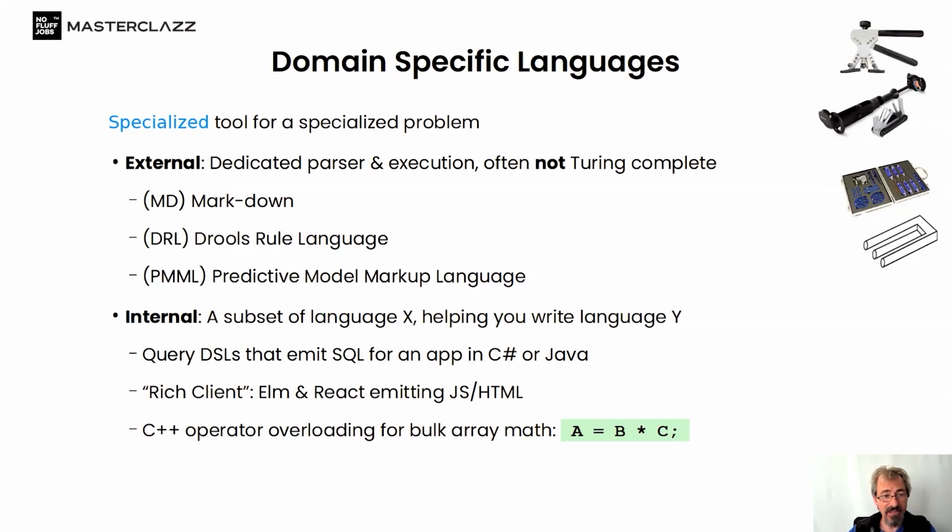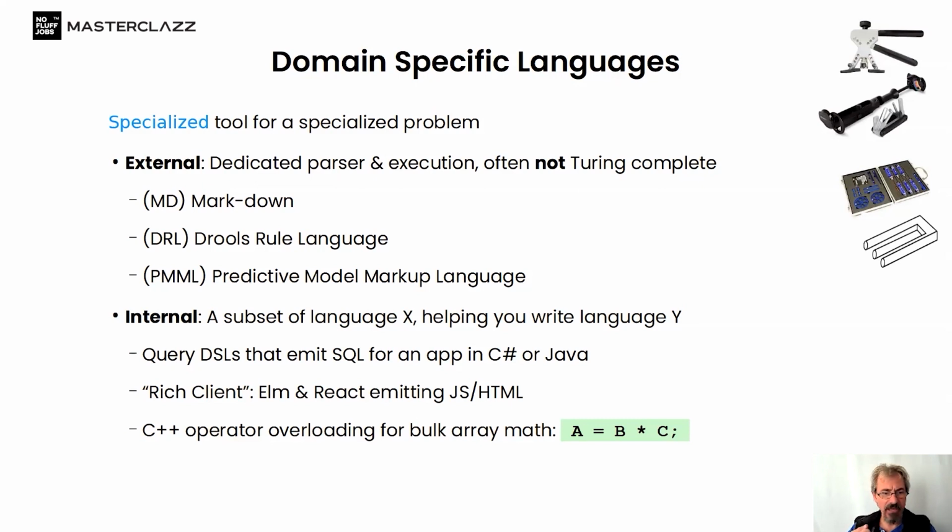One way to look at them is external versus internal, where an external language is one where there's a dedicated parser and execution. Sometimes these are not Turing complete, such as Markdown or PML as a markup language. And then internal ones, where you're using language X's parser. So you're writing a subset of X, but it's helping you write language Y.